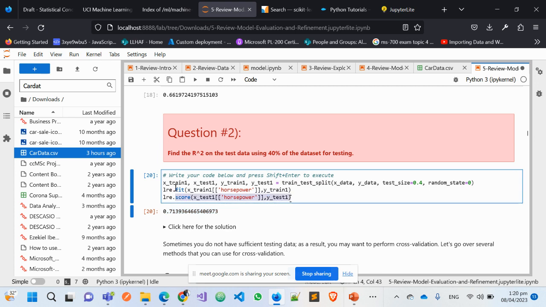This fit has already fitted horsepower train on y train. So we are training our model on horsepower. We've divided our data set into 40% and 60%. 60% of the data will be used for training to give the prediction output. Then we use the remaining 40% to test the accuracy of that prediction, using the model developed in Module 4, which is the multiple linear regression.